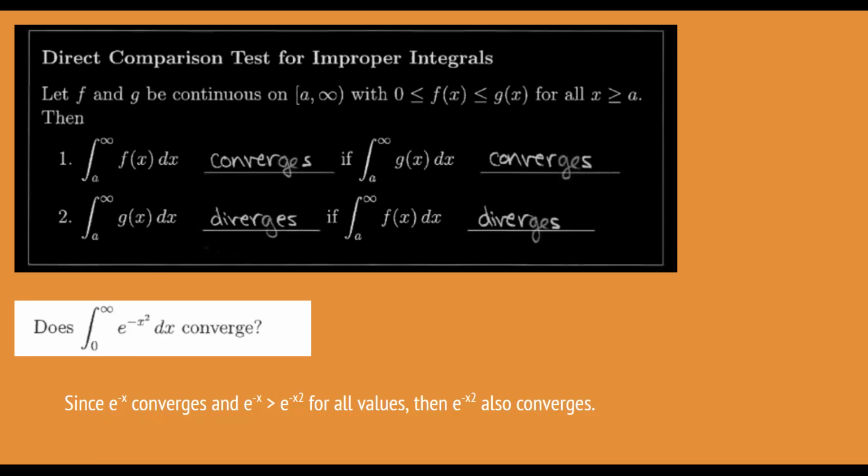Now how? Well, that goes back to earlier in the video. Converges means that if we do that integral, we will get a number, basically. And that's exactly the case. And since it does, and e to the negative x is always above e to the x squared for all values, then e to the x squared also converges. That's the justification for that.